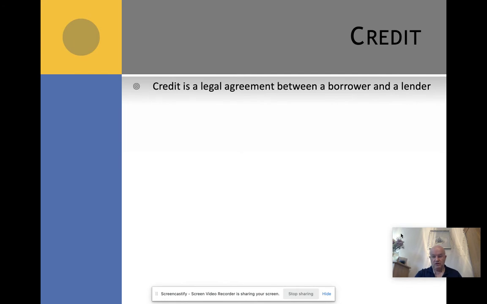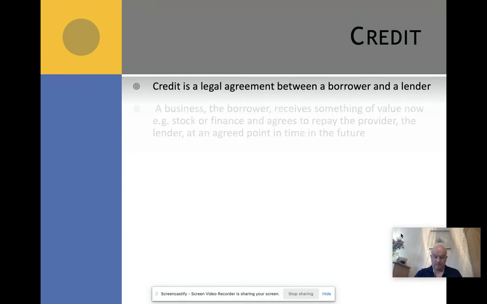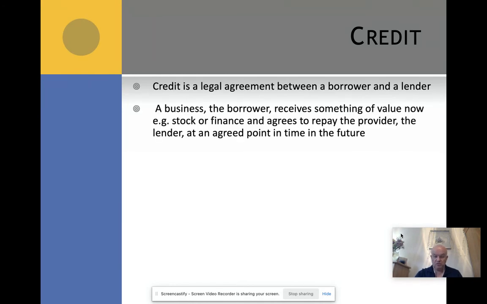Okay, let's take a look at credit then. Basically, if you have a credit agreement of some description, it is considered to be a legal agreement between a borrower and a lender. Okay, so if we take as an example, a business might choose, if they're the borrower, to receive something of value now, so might choose to take stock or finance, and agrees to repay the provider, whether that's a supplier or the lender, at an agreed point in time in the future.